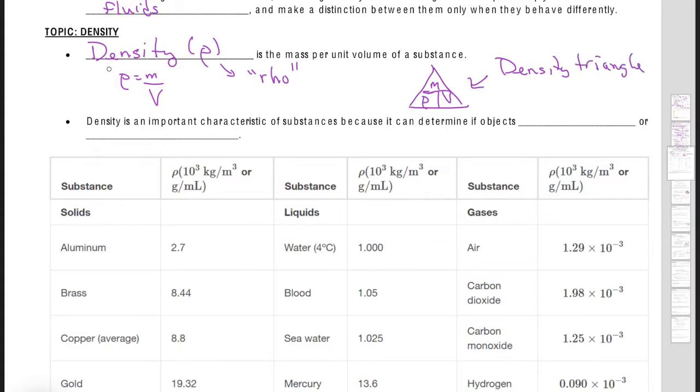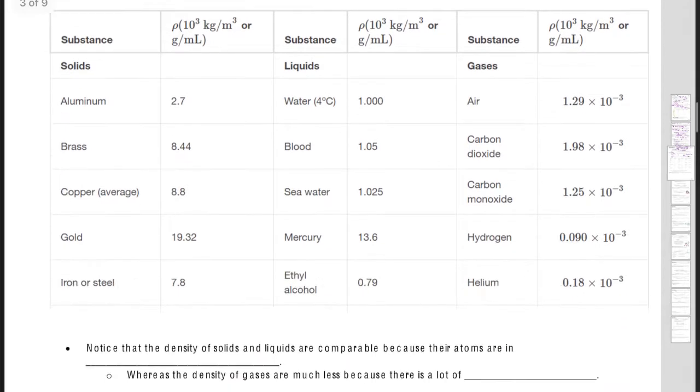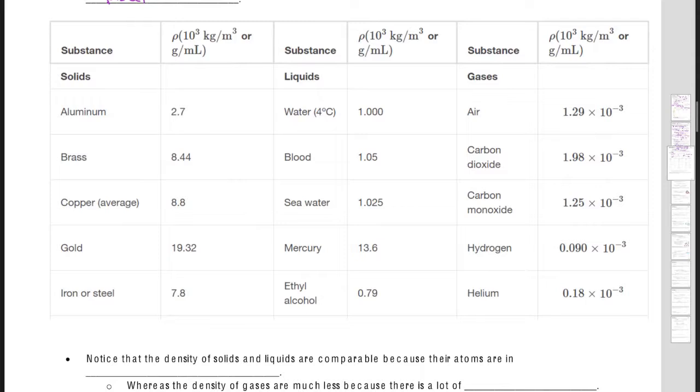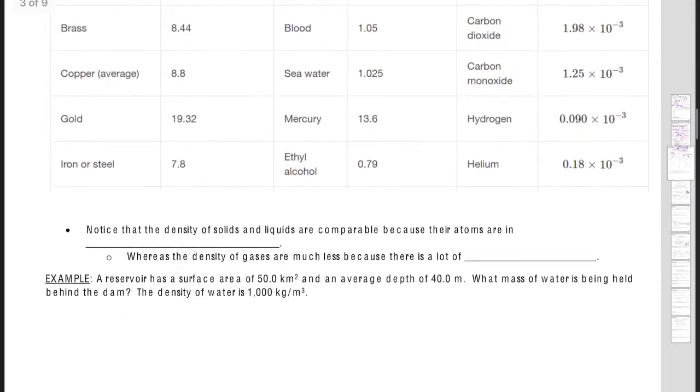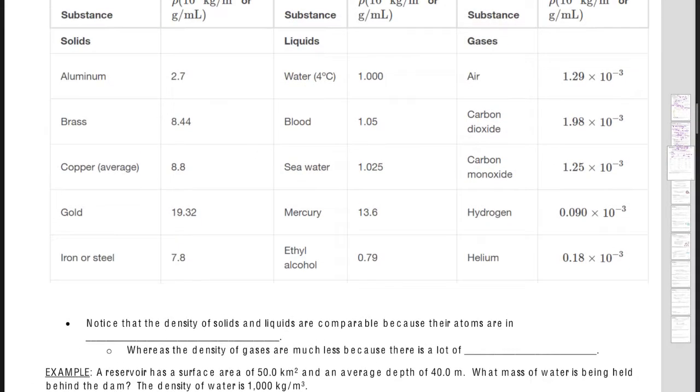Now it's an important characteristic of substances because it's going to determine if objects sink or float. And we'll get into that in a little bit when we dive more into fluids. Okay. Again, this is just a simple table looking at different densities of solids, liquids, and gases. A couple of the main ones we'll look at, really, it's water, but do pay attention because you would have to multiply this by 1,000 to get kilograms per cubic meter. So each one of these you have to multiply by 1,000.